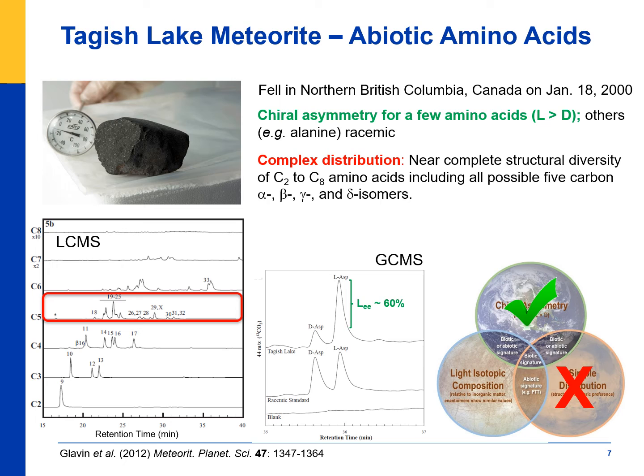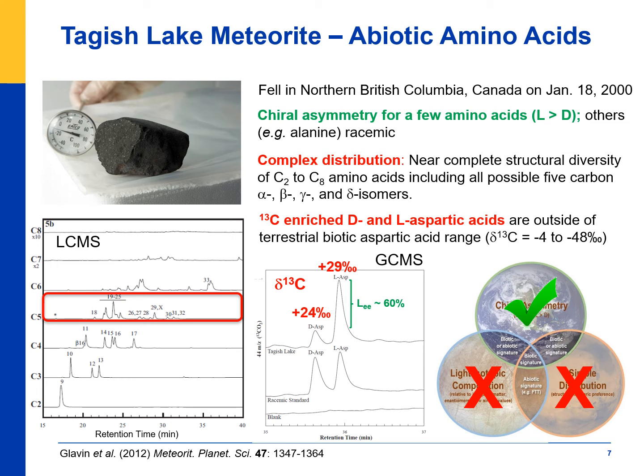Where we fail is in the distribution. So here we see a very complex distribution of the amino acids in Tagish Lake, like we found in the Murchison meteorite, with near complete structural diversity of 2 to 8 carbon amino acids, including all possible 5 carbon amino acids illustrated by the red box, where we see alpha, beta, gamma, and delta isomers. So again, this is not a signature of biology. This is a clear signature of abiotic chemistry.